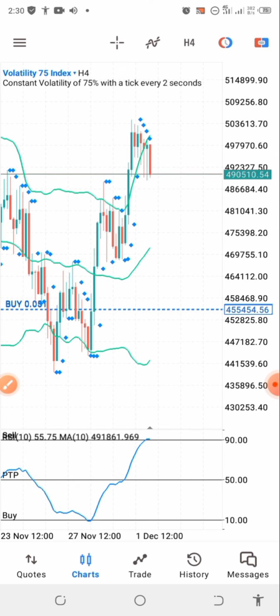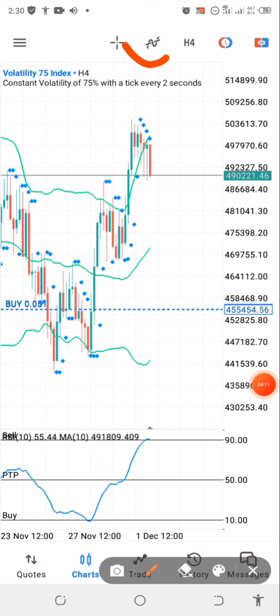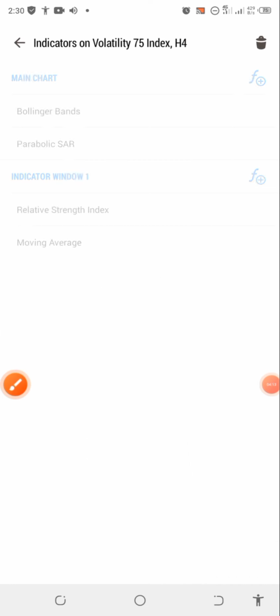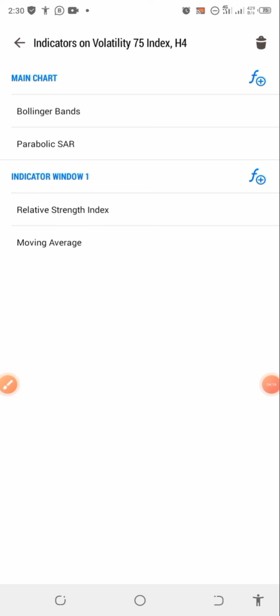So now, let me quickly give you guys the settings for this strategy before I tell you how you can start using the strategy to make money. Now just go to this icon you are seeing right here. So when you click on the icon, these are all the 4 indicators that we're going to need. We need 2 indicators in our main chart, and we need 2 indicators in our indicator window 1.